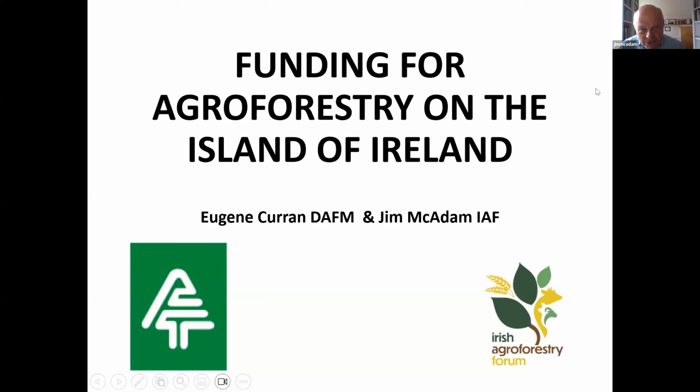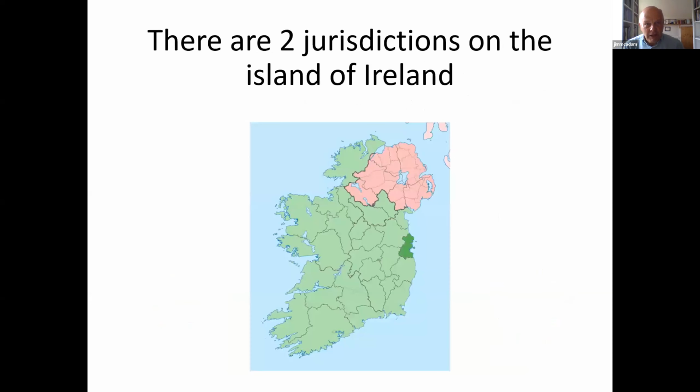I'm going to share my presentation with my colleague Eugene Curran in DAFM in the Republic of Ireland, and I'm representing the Irish Agroforestry Forum on this, which I'll just say a word about at the end. As all of you know, there are two jurisdictions on the island of Ireland. We come under the UK in Northern Ireland, and are outside of the EU, whereas Ireland still is a part of the EU and is a completely separate jurisdiction for all agriculture and forestry support. So it'll be interesting, as we get to the end, to see how agroforestry is supported very differently on both parts of this island, and perhaps we can learn from both how to go ahead.